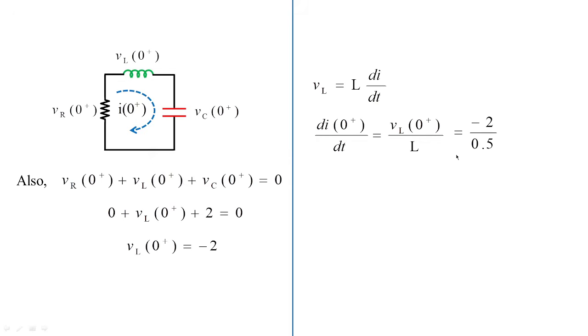Please remember this formula. This is very important: the voltage developed across the inductor. And hence we can determine the value of di by dt of 0 plus is equal to minus 4 amperes per second. Let us please treat this equation as 7. Please make note of these equations which are very important in order to get the solution of overdamped, critically damped and underdamped conditions.